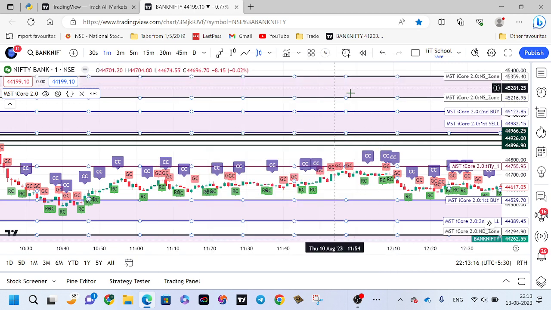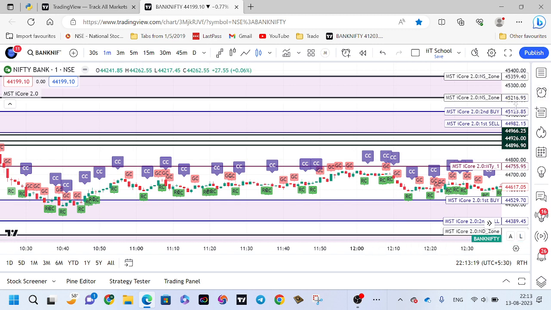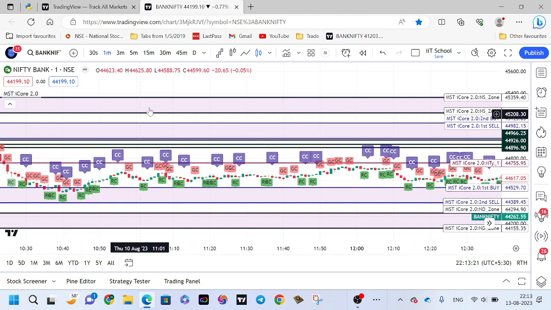See these blue lines, it is our supply zone and demand zone. So in the morning when the market is open, this first line call option you have to sell, this first line put option you have to sell, this second line call option you have to buy, and this bottom second line put option you have to buy.